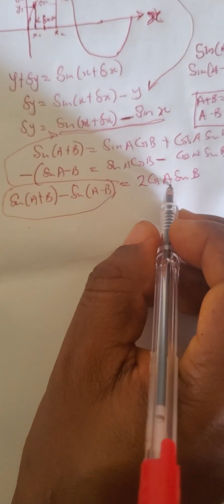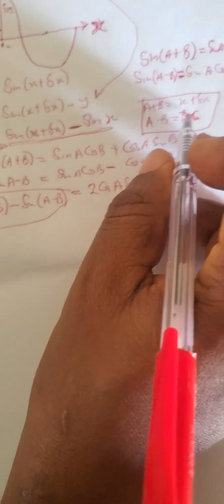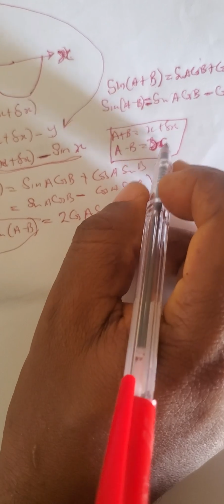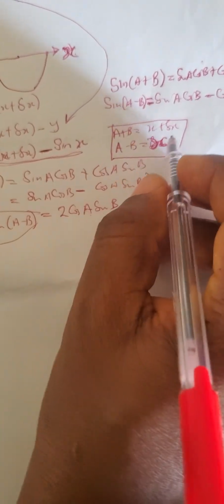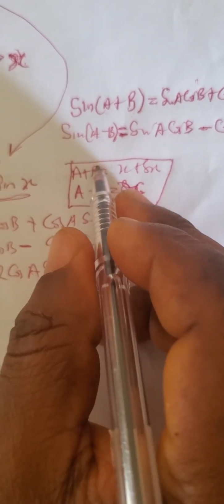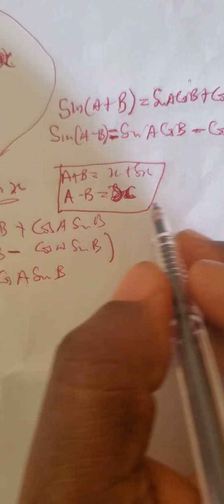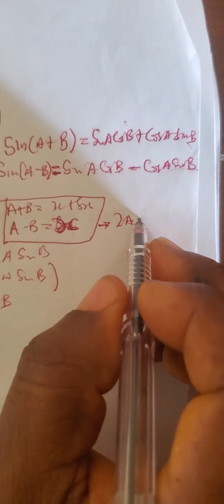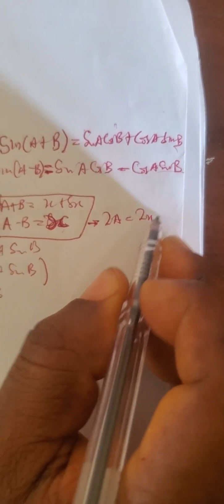So I'm going to now get expressions for A and B in terms of x and delta x. If you look at this place now, when I add these together, the B will cancel out. I have 2A. When I add these together, I'm going to have 2x plus delta x, making A the subject of the formula. I have 2x plus delta x divided by 2.